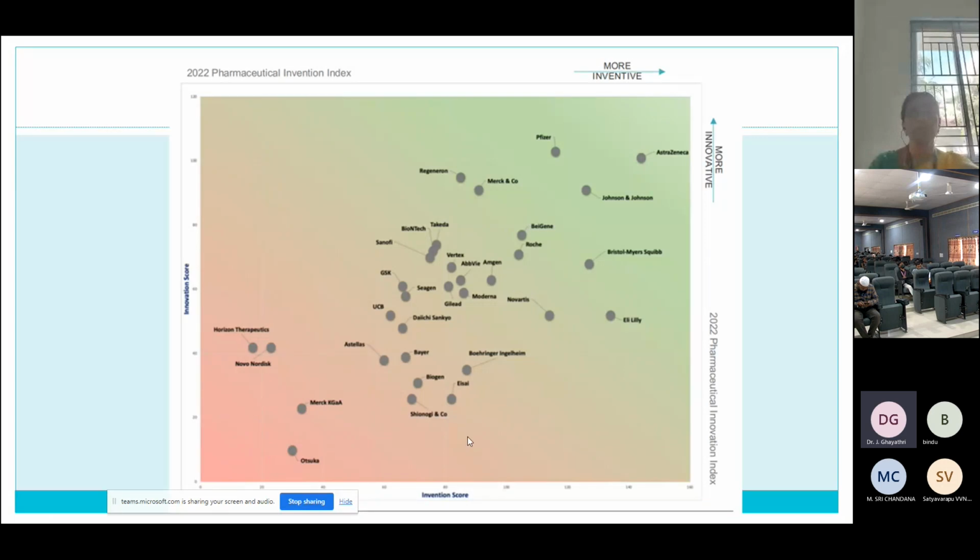Then actually, this is the invention index of the pharmaceutical industry. You just go through this. You can browse it and see it.